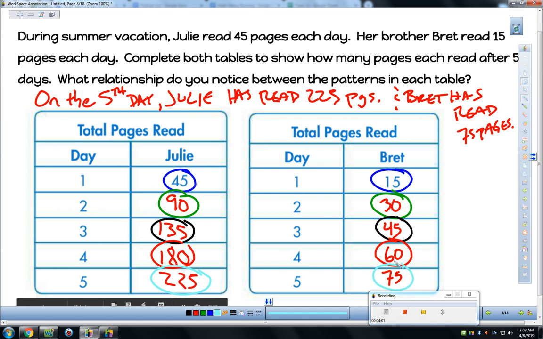What I'm looking for here is a relationship, and that relationship would be a rule. If I started with Julie or Brett, how could I get from one to another? A couple of things that I notice here. If I'm going from Julie to Brett, my numbers are getting smaller. That's going to be a division or a subtraction rule. If I started with Brett's numbers and I'm going to Julie's numbers, 15 to 45, those numbers are getting bigger. That's going to be addition or multiplication. So pause the screen and see if you can find a relationship.